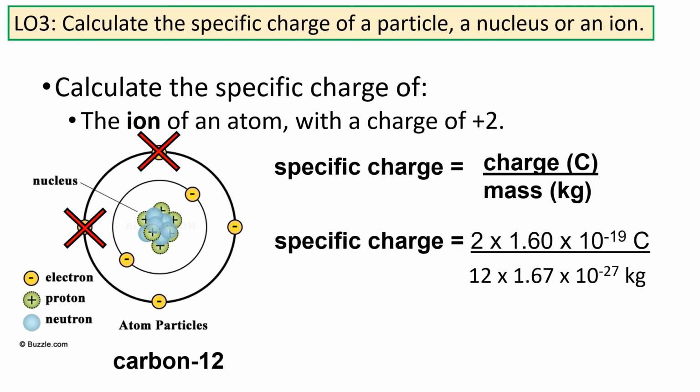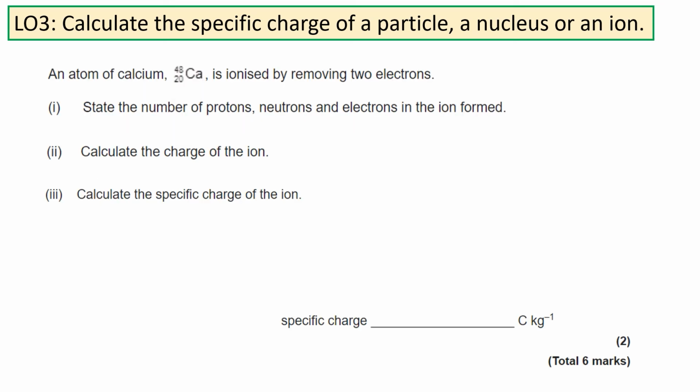The charge of an ion is 2 times 1.6 times 10 to the minus 19 coulomb. However, the mass is still 12 times 1.67 times 10 to the minus 27 to account for the 12 nucleons inside the nucleus. The final answer would be 1.6 times 10 to the 7 coulombs per kilogram.